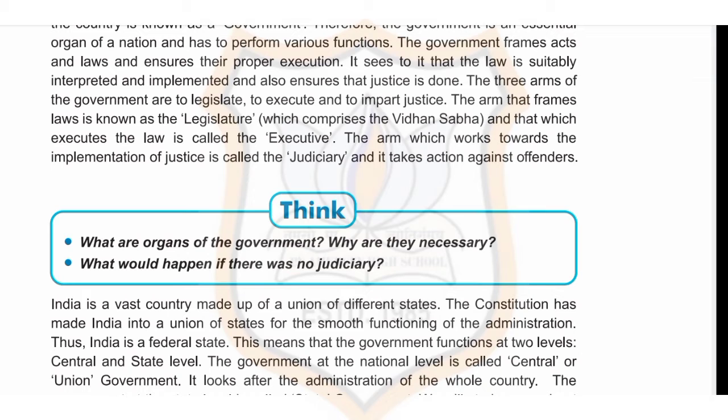The three arms of the government are to legislate, to execute, and to impart justice. The arm that frames law is known as the legislature, which comprises the Vidhan Sabha, and that which executes the law is called the executive. The arm which works towards the implementation of justice is called the judiciary, and it takes action against offenders.